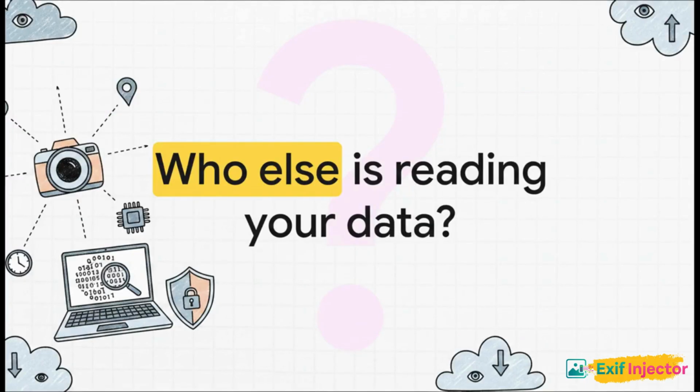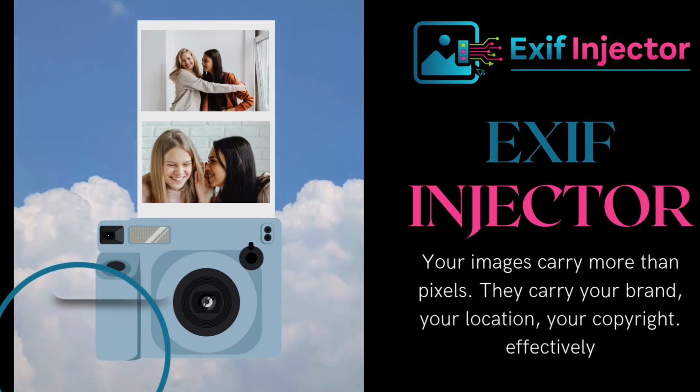Your camera captures the light, sure, but it also captures your location, your timing, and your device's exact fingerprint. By utilizing local audit tools, you can finally take control of your invisible digital footprint. I'll leave you with this provocative thought to keep in mind. The very next time you upload a seemingly innocent snapshot to the web, you have to ask yourself, who else is reading your data?